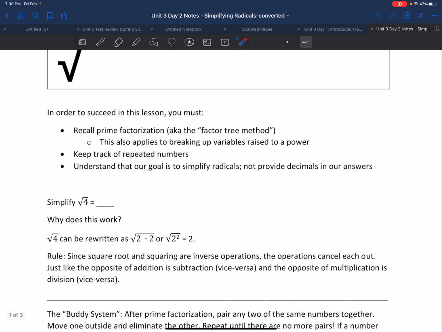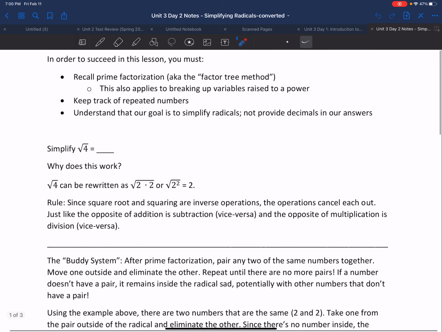And with simplifying radicals, we're trying to get something that's exact, and we don't want to provide decimals in our answers, because decimals tend to be ugly and don't look good. So we want to make sure that we simplify radicals. We're going to give the exact answers and just make it overall look nice.